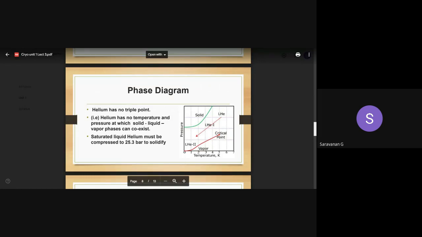When we keep decreasing the temperature, the liquid helium is liquid helium 1 at the beginning, then it becomes liquid helium 2 at the end. That is what is given in the chart. You can understand the changes between helium 1 and helium 2 for the different phase transitions with the solid, liquid, and vapor systems with respect to temperature and pressure. If you want to solidify this liquid helium, you have to compress it to a pressure of 25.3 bar.